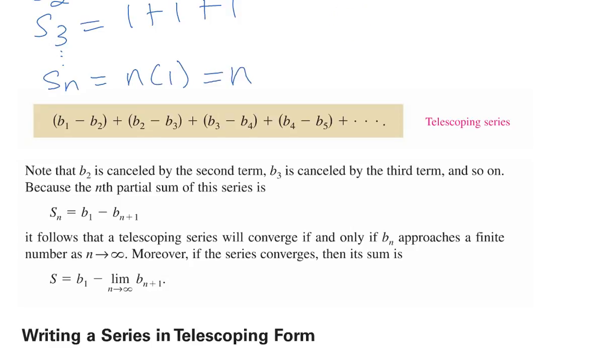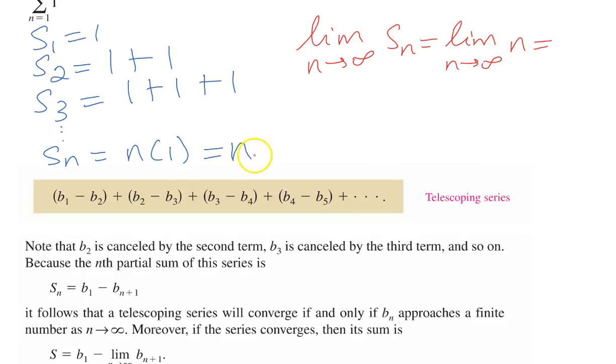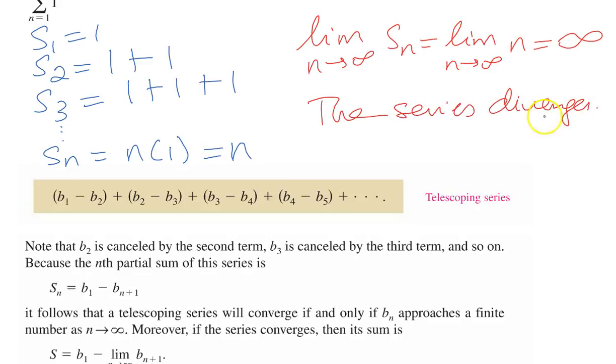Okay, so now go ahead and find the limit of the nth partial sum. So we have the limit as n goes to infinity of Sn, which is the limit as n goes to infinity of n, because the nth partial sum is n, and that number is going to be infinity. And because the limit of the nth partial sum is not a finite number, it's an infinite number, we say the series diverges. Okay guys, if it diverges, the sum is infinity, right?